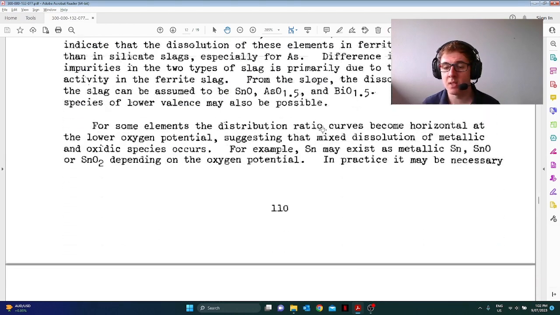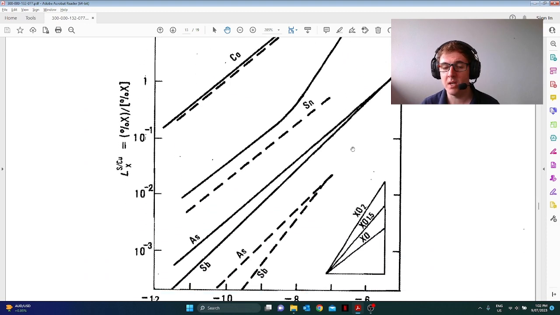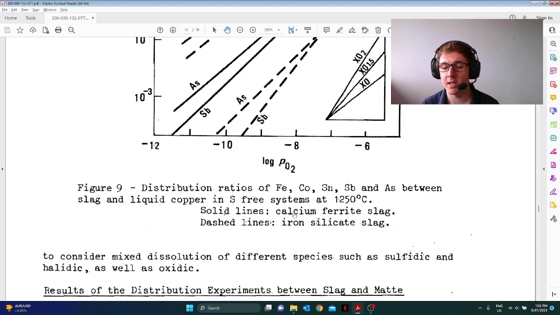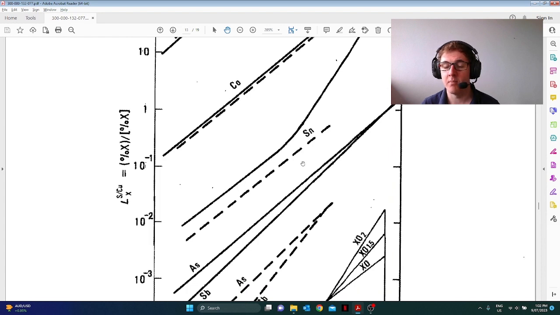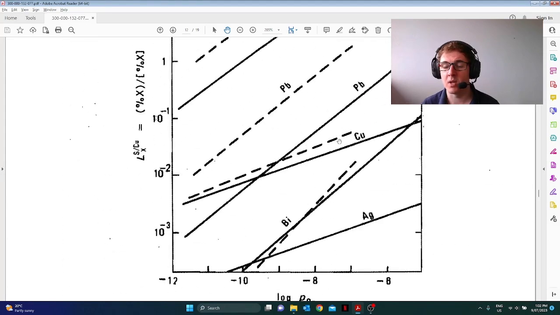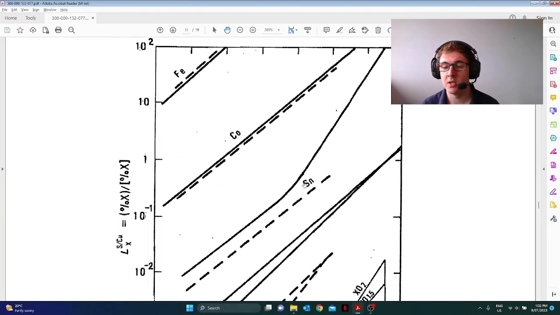Another interesting one as well is these lines do shift with your PO2. A good example here is tin. So you can see that this is the solid line, calcium ferrite, dash lines, iron silicate. So you can see that the tin preferentially goes in the slag for the calcium ferrite, while the other stays more in the other phase. But in this one here, it's the opposite for copper. So in this case, you can change the distribution and how the tin sits in your slag relative to your copper, depending on your slag system.